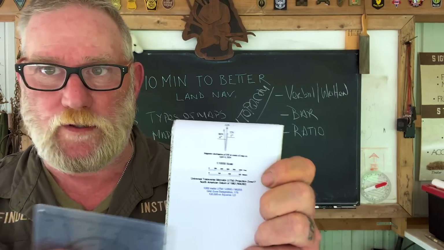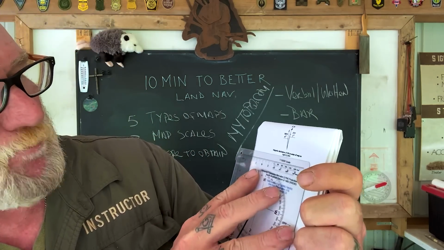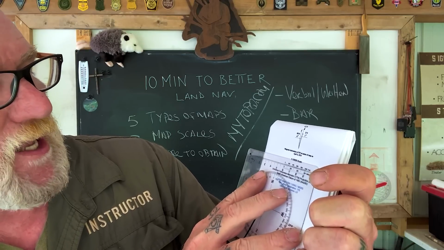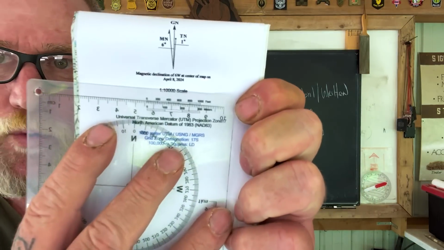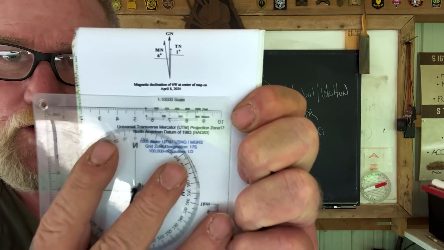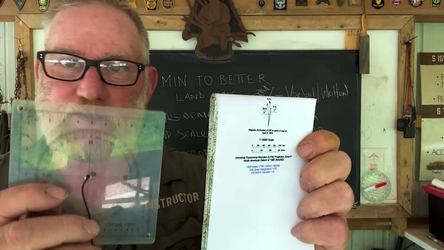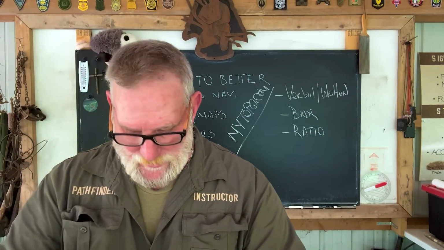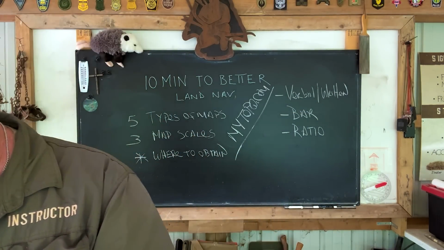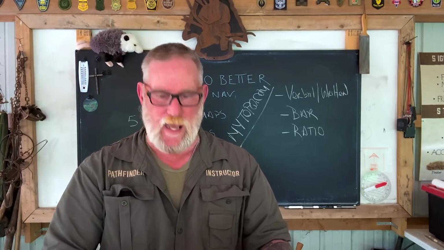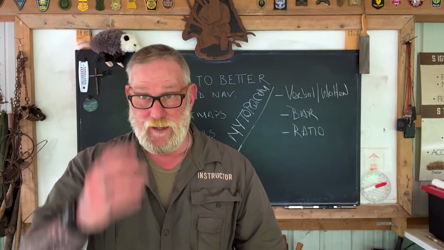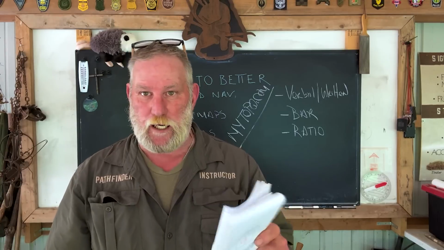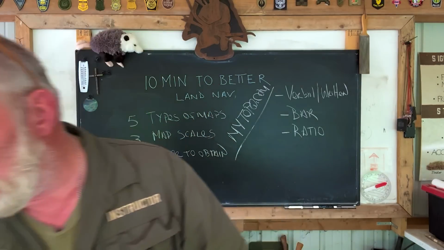The cool thing about 1 to 10,000 is if you look at this bad boy, every one of those increments is exactly 1 centimeter, okay? So there's no muss, no fuss. 1 centimeter equals 100 meters. Simple Simon, all right? That's exactly what I want, and that's exactly how I want to teach people navigation. Because again, it's reproducible, it's repeatable, and it's bulletproof, all right?